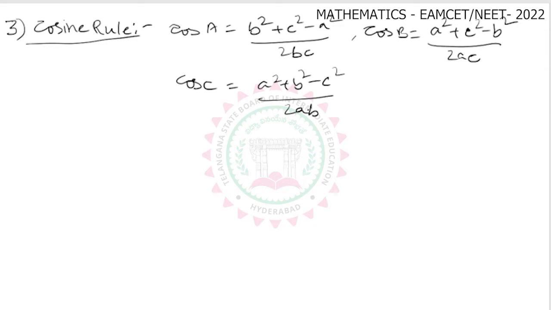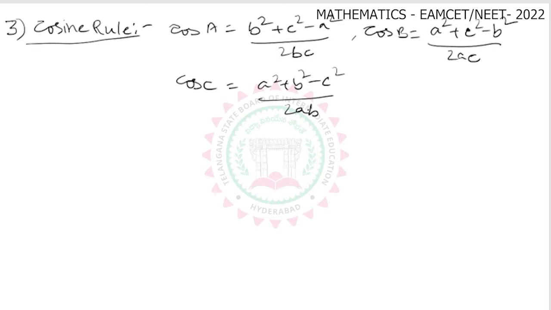Is it clear? So this formula is also very important. If you want to do some adjustment, then you can write the values from this as a square equal to b square plus c square minus 2bc cos A. Similarly, b square equal to c square plus a square minus 2ac cos B, and c square equal to a square plus b square minus 2ab cos C.